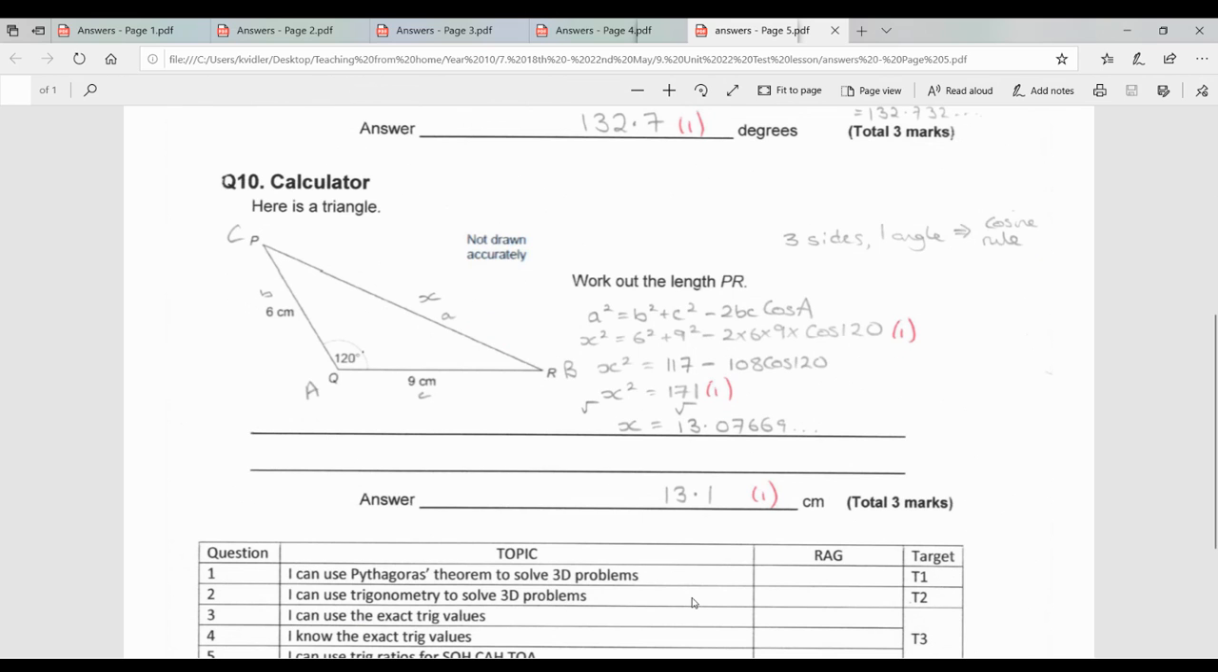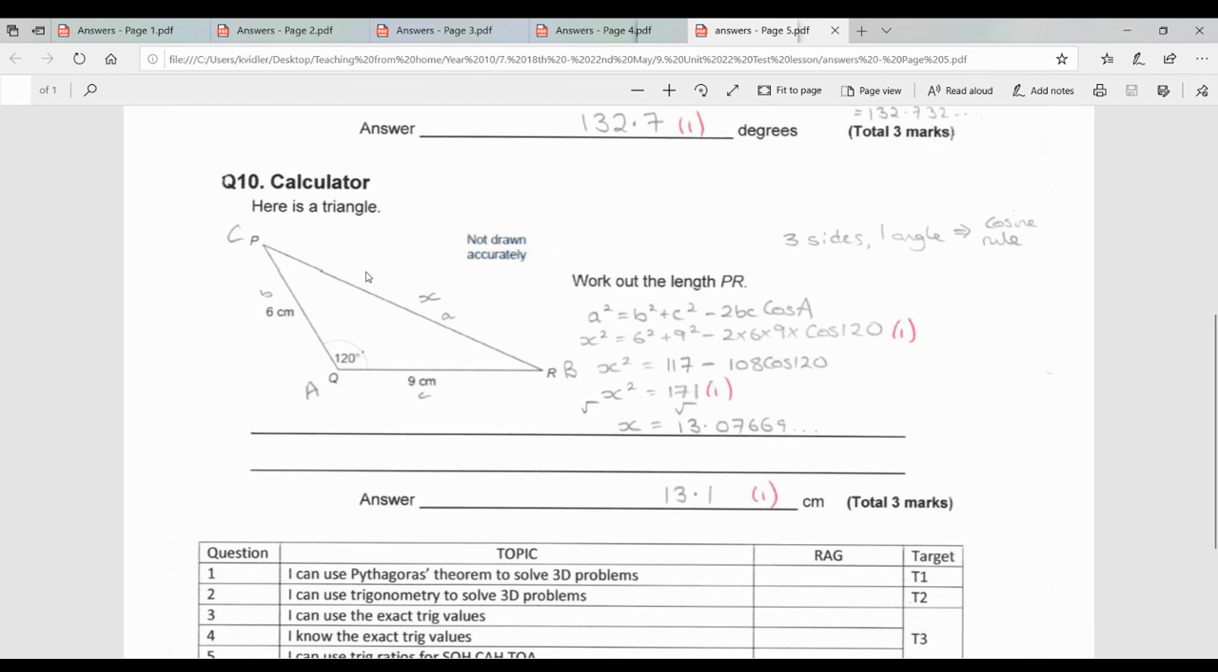And then finally, question 10, we've now got a non-right angle triangle. We've got 2 sides, want to find the third side, and 1 angle. So 3 sides, 1 angle tells me cosine rule again, which is the standard length formula. We get your first mark then for correctly filling in all the values. So x squared equals 6 squared plus 9 squared minus 2 times 6 times 9 times cos of 120.